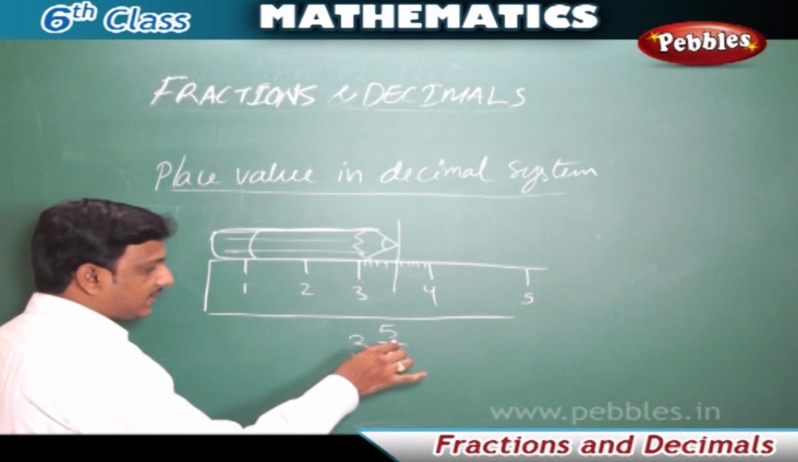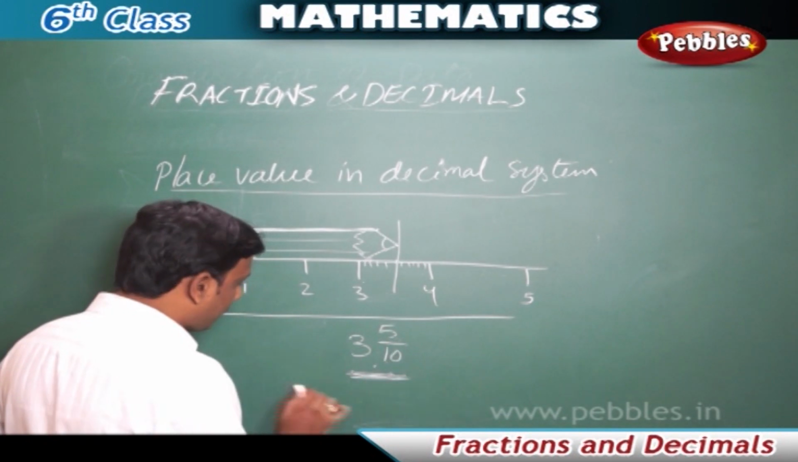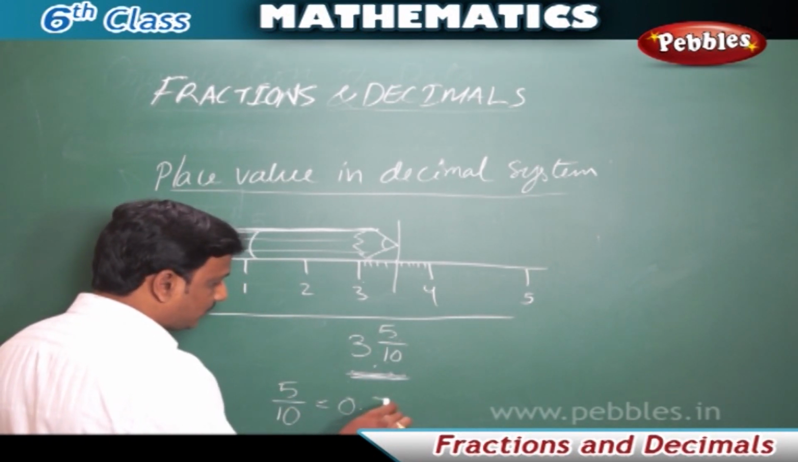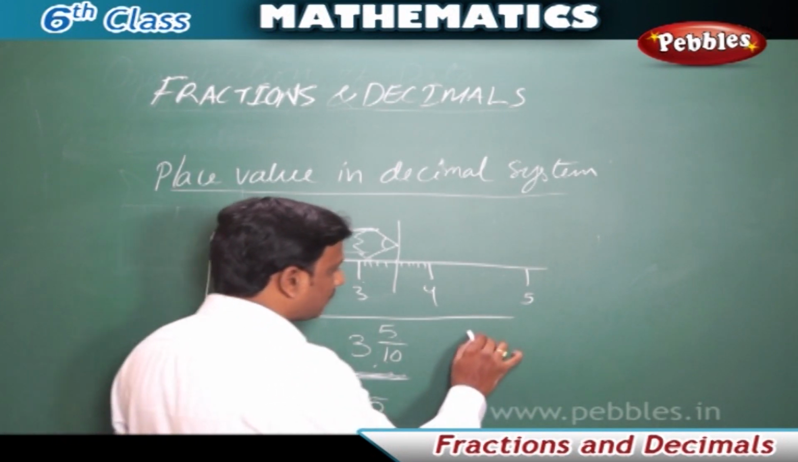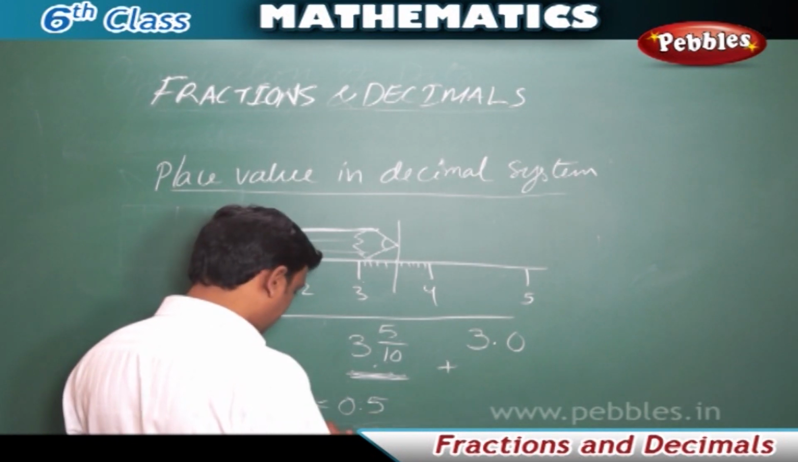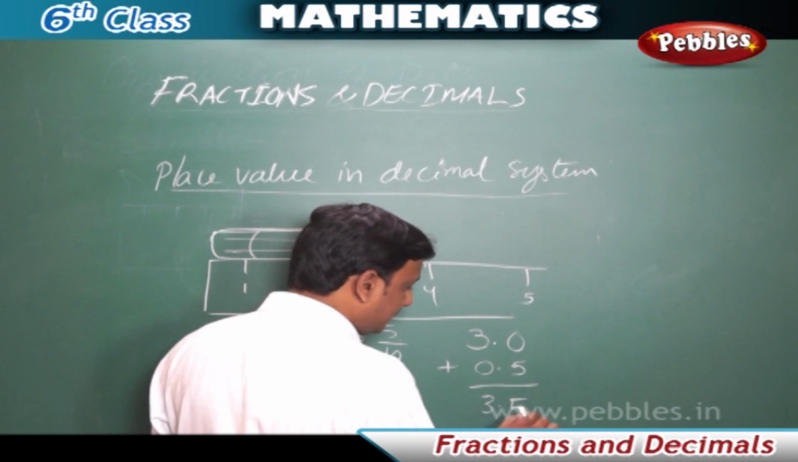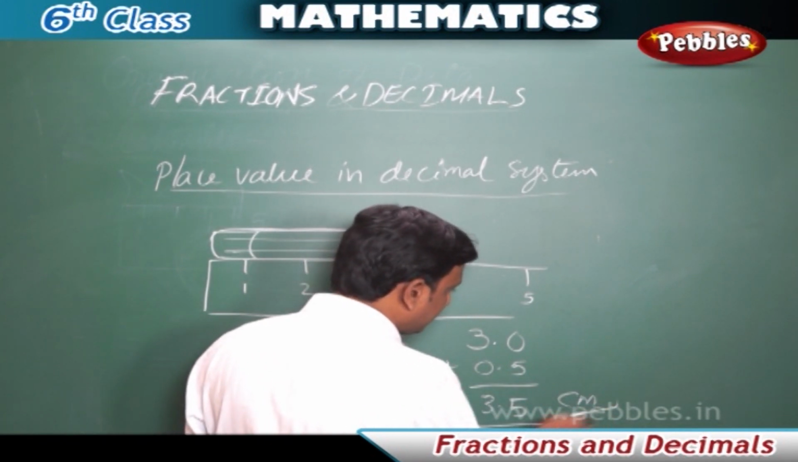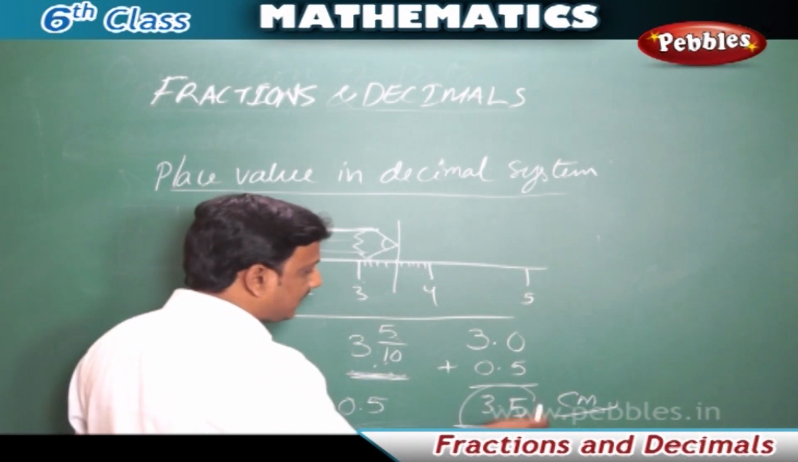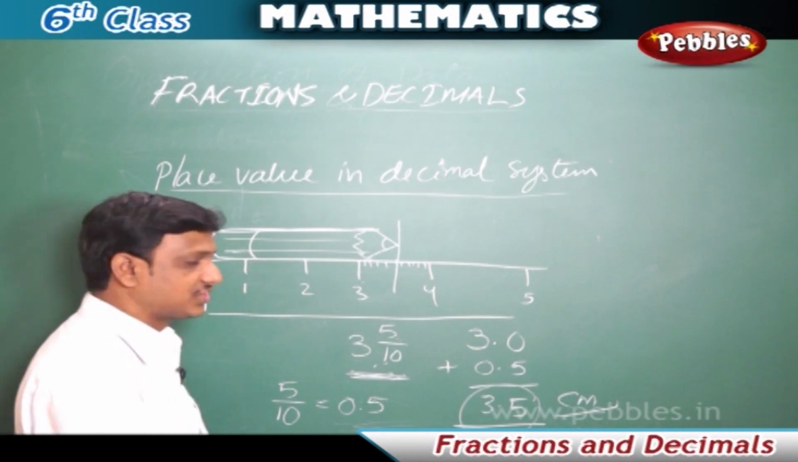Now we can write this fraction in the form of a decimal. Let us see 5 by 10. 5 by 10 is equal to 0.5. So now 3, you can write 3.0 plus 0.5. That means 3.5 centimeters. Instead of writing 3 5 by 10, we can write 3.5 centimeters. In this way, we can express a fraction in decimals.